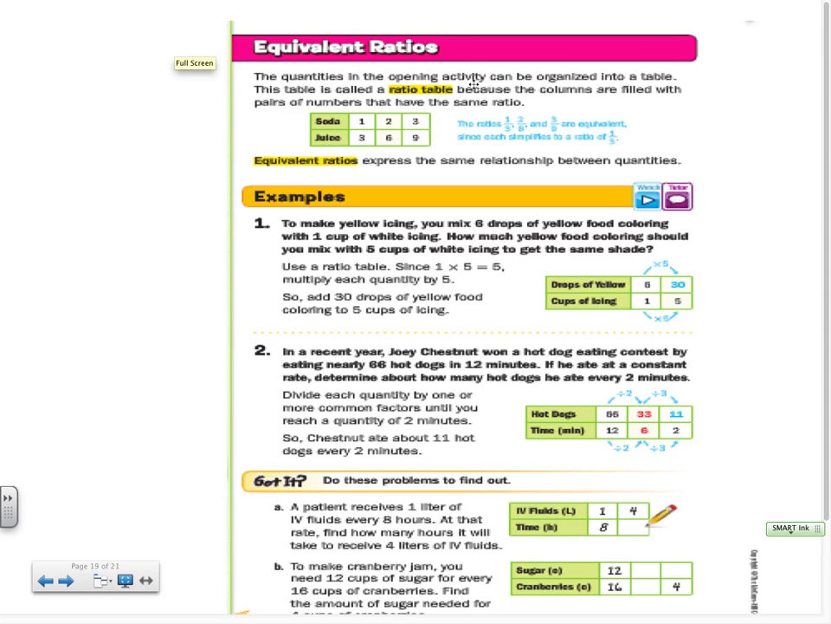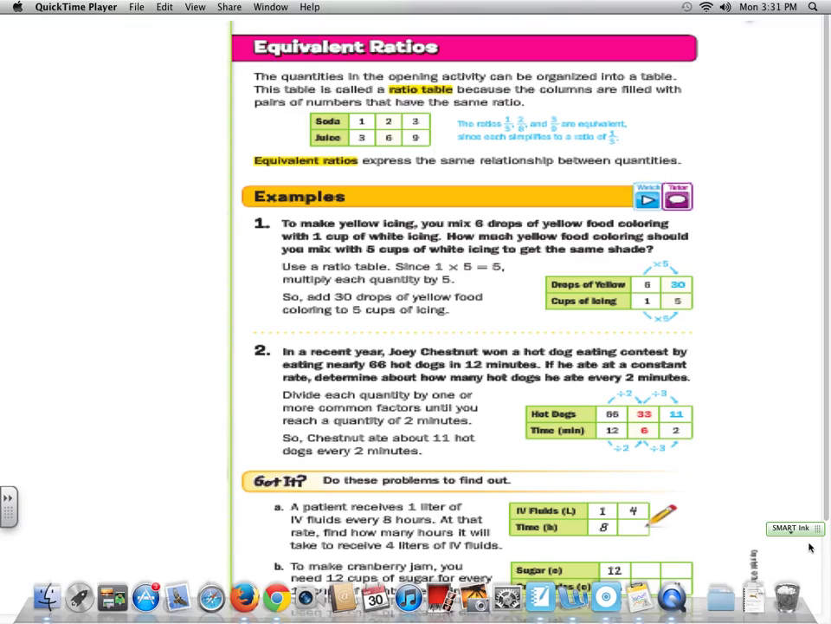Hey Sugar Gliders, welcome to our lesson on equivalent ratios on page 40 in your math book. You should be on page 40. All right, I'm just going to take you through the lesson and then you'll be able to get some work done in class tomorrow. Equivalent ratios.